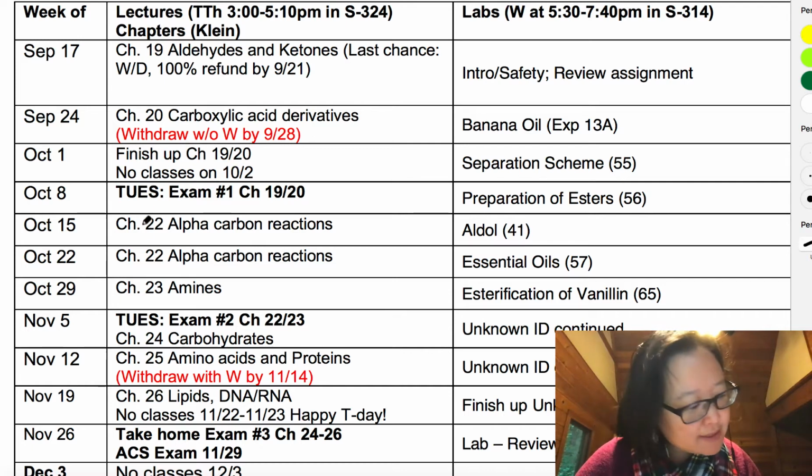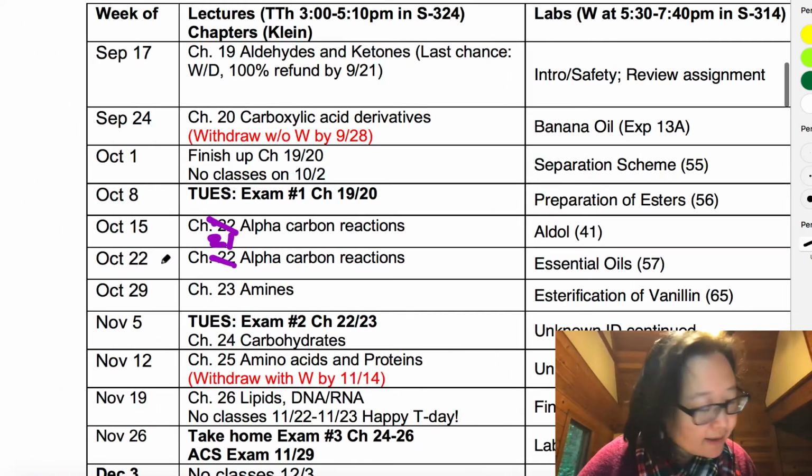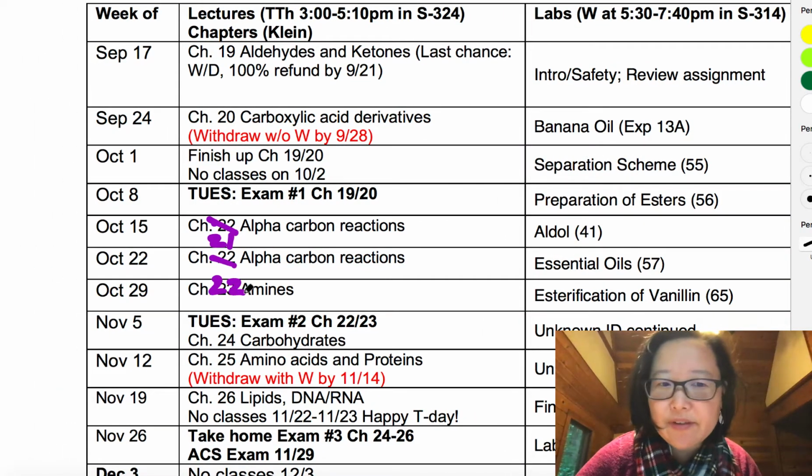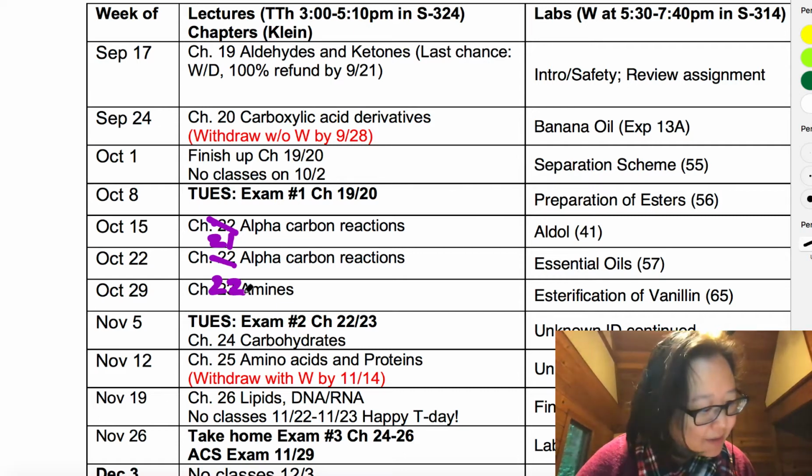Now here I made a mistake. This should be chapter 21. All right, and amines will be chapter 22. So I just made a mistake there. 22. There we go. So if you could correct that, that would be great. So obviously then you'll have an exam number 2 on those two chapters.